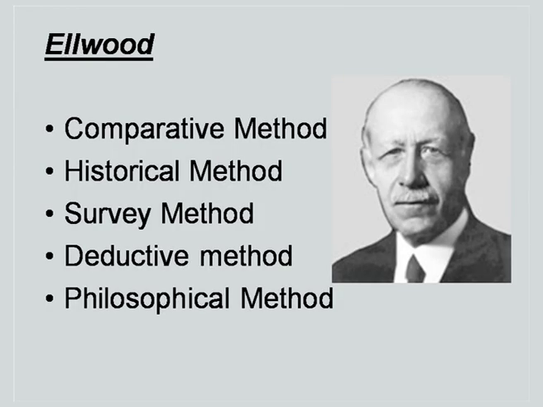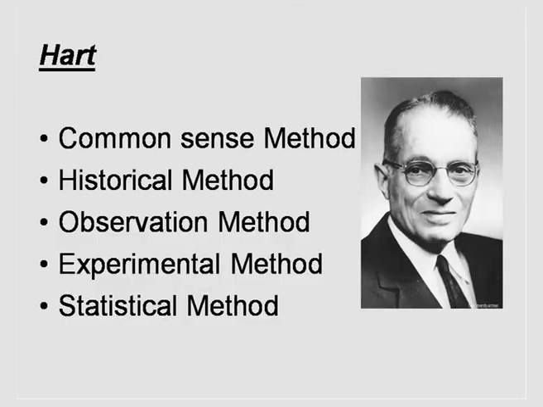Elwood suggests 5 methods in sociology. He says that comparative method is an important method in sociology and it also adopts historical method, survey method, deductive method and philosophical method. According to Hart, there are again 5 more methods. They are common sense method, historical method, observation method, experimental method and statistical method.